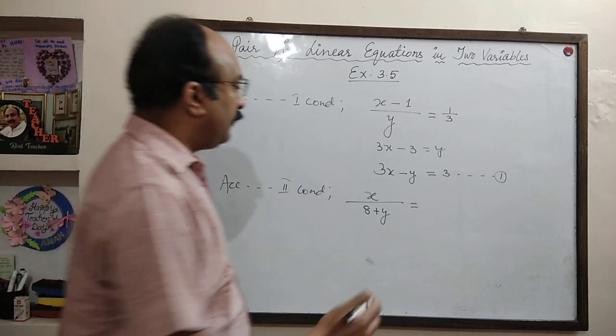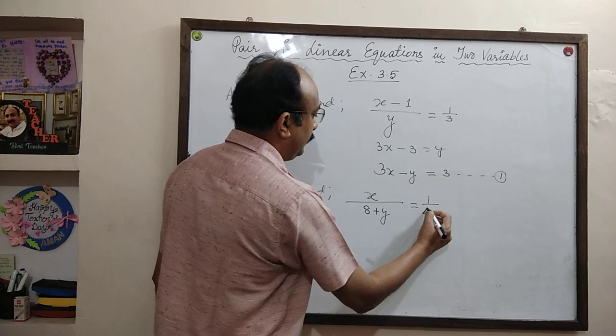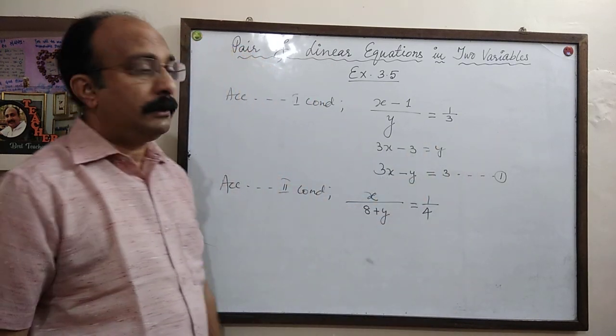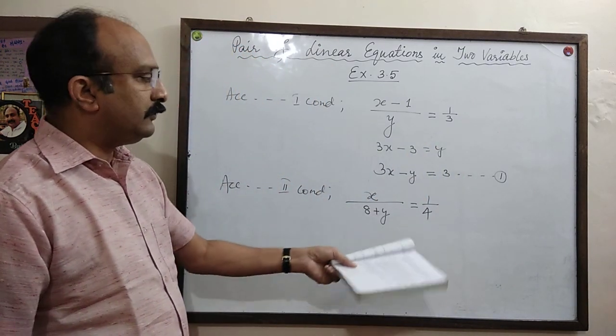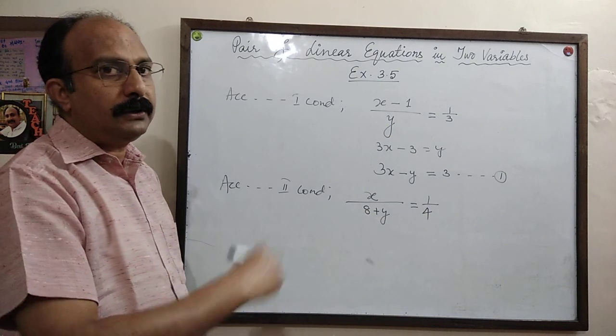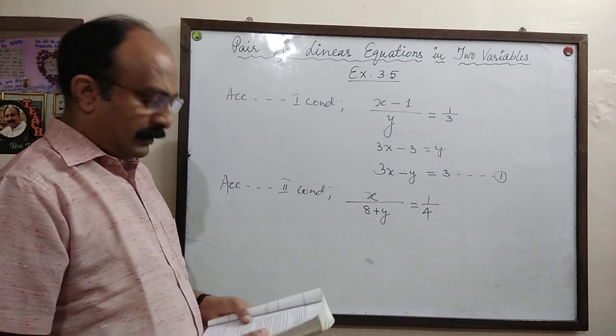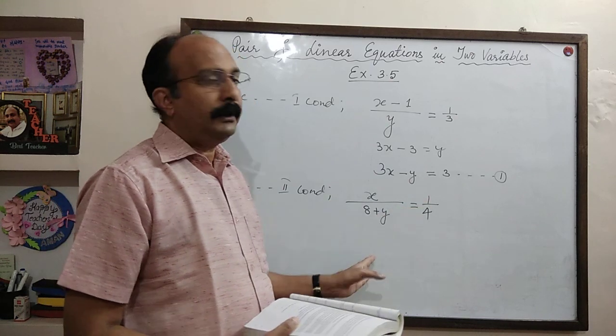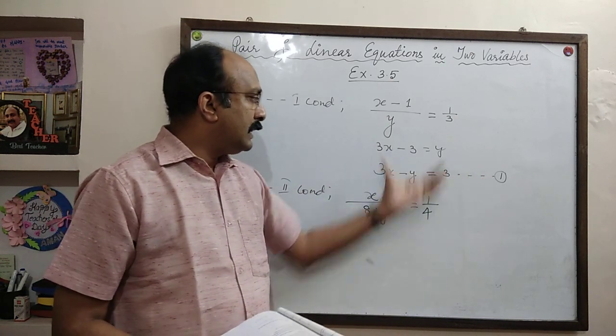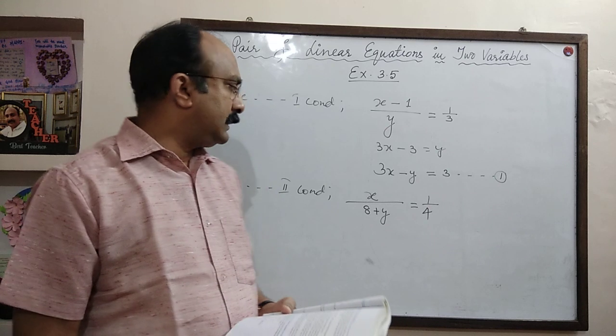Then it becomes 1 upon 4. In the same way, cross multiply. 4x is equal to 8 plus y. 4x minus y equal to minus 8. So, by cross multiplication, you will get equation number 2. Then solve it by any method.